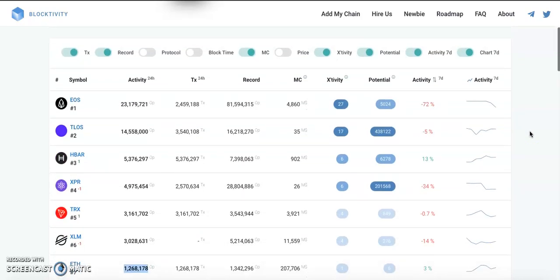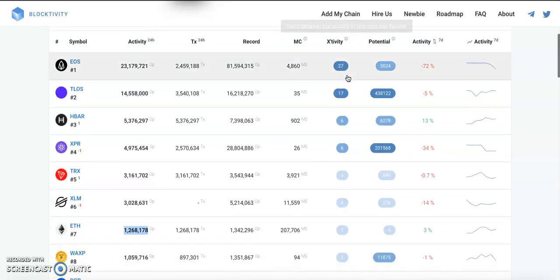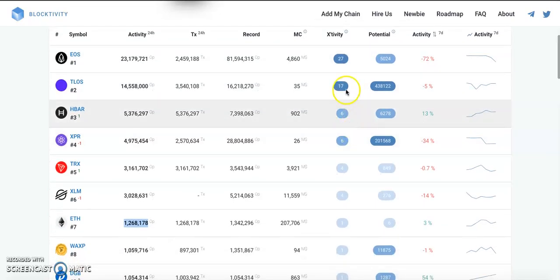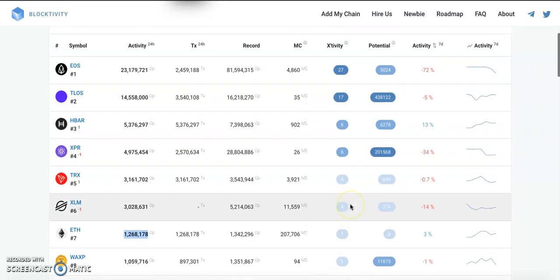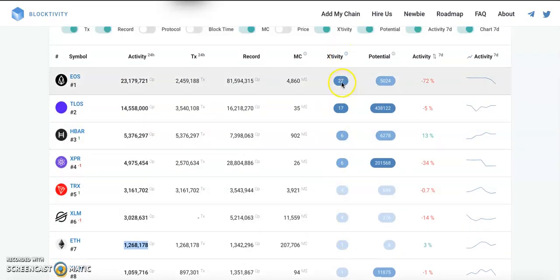All right, moving on to other things. These are the names of the coins. These are the operations. These are transactions, record of all transactions, market cap, and the ratio between the activity of this coin and Bitcoin. So the higher the ratio, the higher the potential of that coin compared to Bitcoin. That means the coin is doing way more than Bitcoin is supposed to do, but its market cap is low.